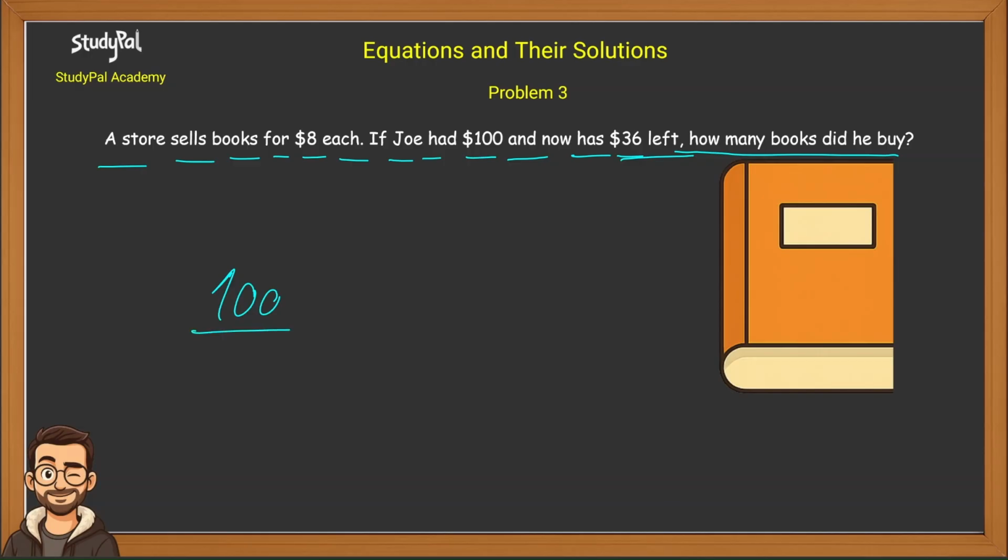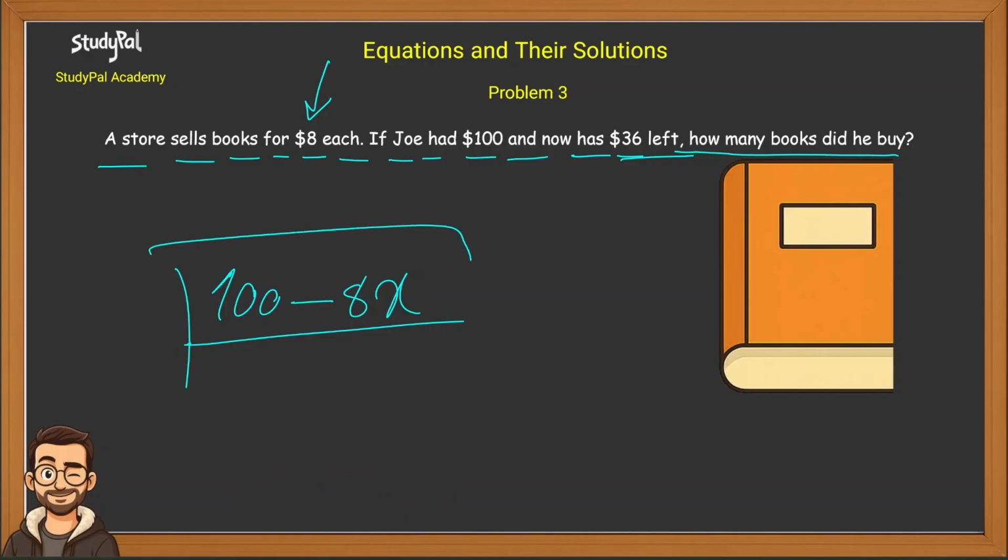So at first, he had $100, and each book cost $8. Let's say he bought x number of books. So he had x books, and each of them costs just $8. And 100 minus 8x just gives you the remaining money. Okay? And it should be 36. Alright, again we have a linear equation. We want to isolate x and solve this problem.